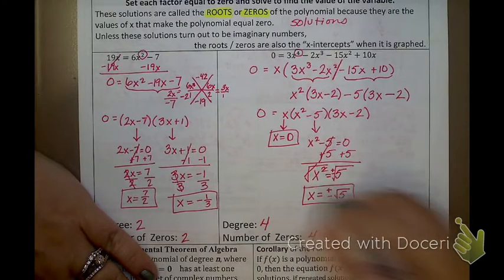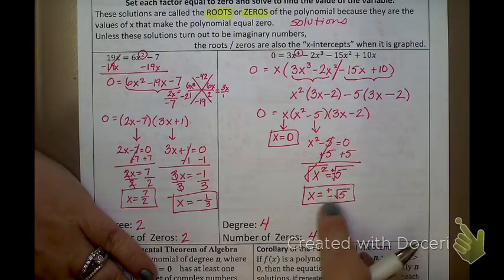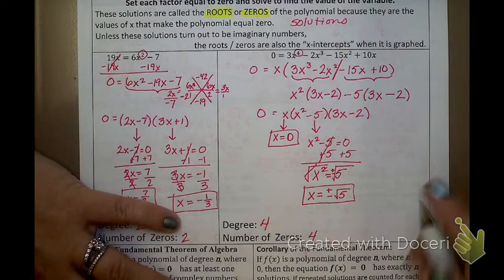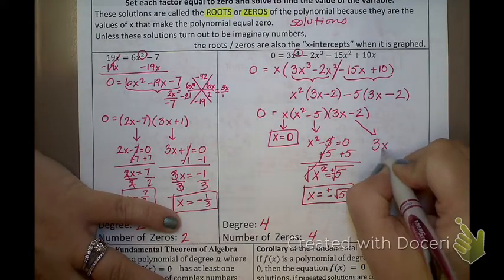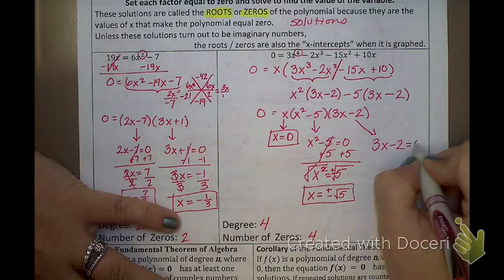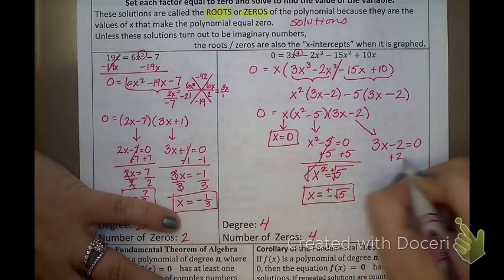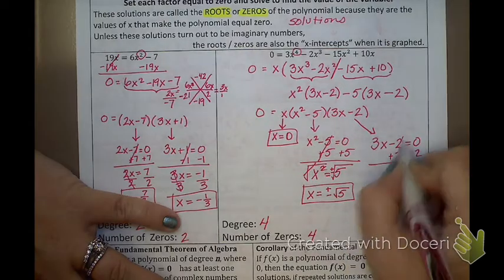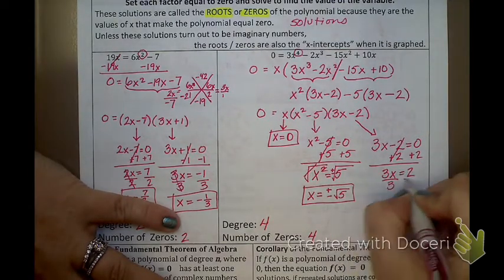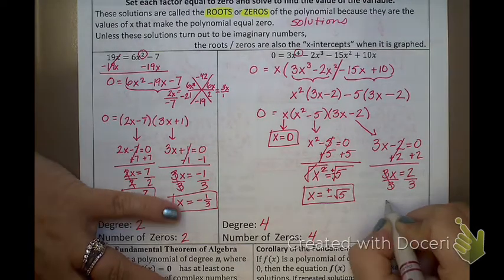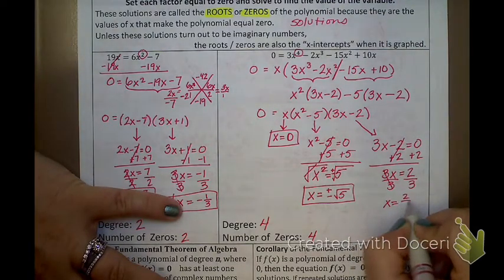There's 2 more answers. So I have 1, 2, 3 answers. And my final answer, my 4th answer, is going to come from here. 3x minus 2 equals 0. Add 2. 3x equals 2. Divide by 3. And I get x equals 2/3. Totally fine to get a fraction.